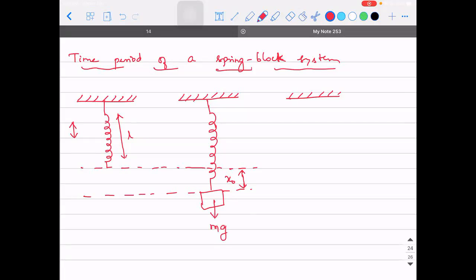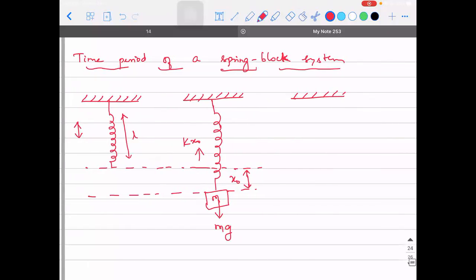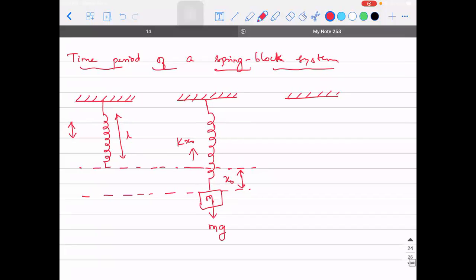When the weight of the block that is suspended exactly matches with whom? It exactly matches with the restoring force produced by the spring of value how much? k times x naught. Guys, are you able to understand this? So when mg is equal to k x naught, I can say the elongation stops. That is, the spring has got elongated till a particular value.